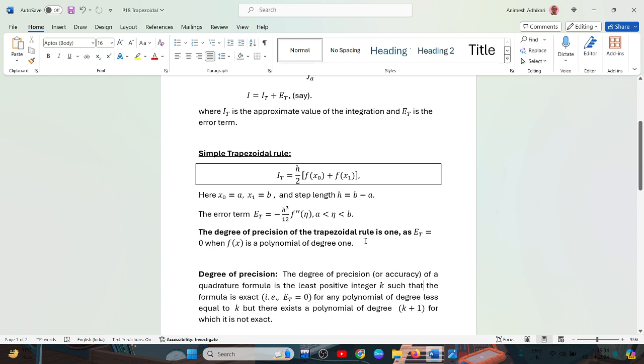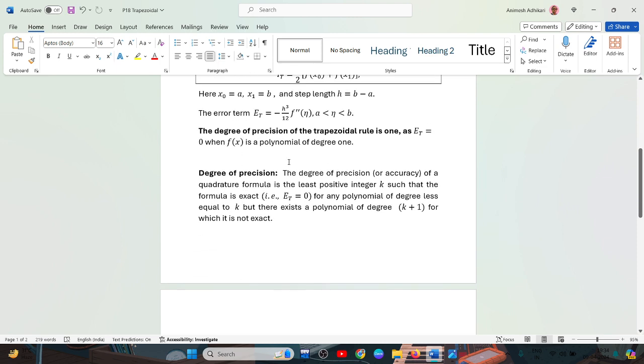The degree of precision of the trapezoidal rule is 1, as error term is equal to 0 when f(x) is a polynomial of degree 1. What is the degree of precision? Degree of precision or degree of accuracy of a quadrature formula is the least positive integer k such that the formula is exact, that is, when error term equal to 0 for any polynomial of degree less than or equal to k. But there exists a polynomial of degree k plus 1 for which it is not exact, and then the error term is not equal to 0.